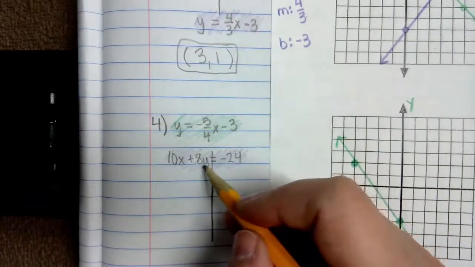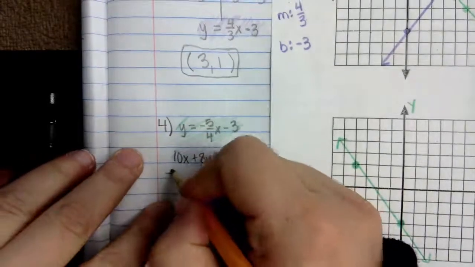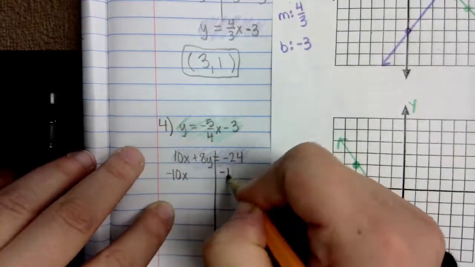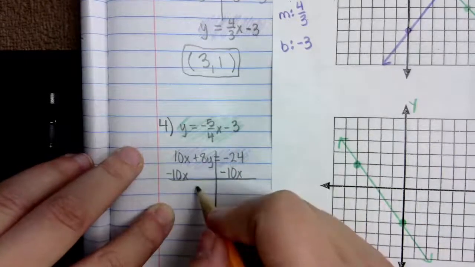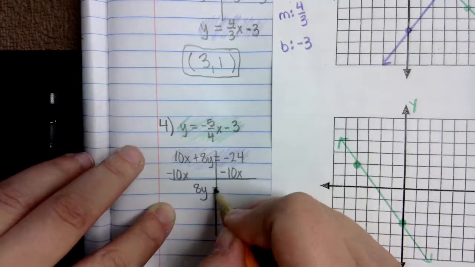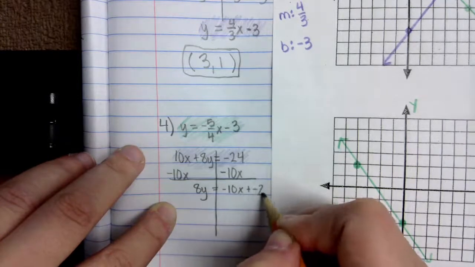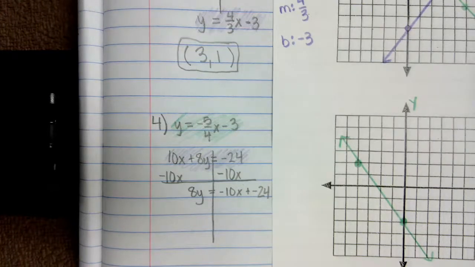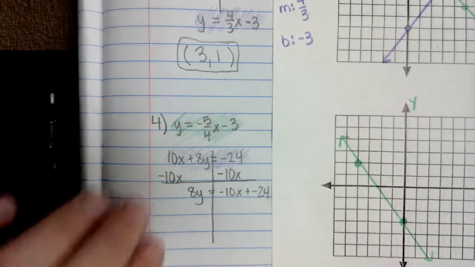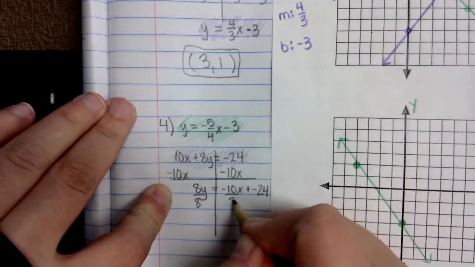We're going to keep the 8. How am I going to get rid of the 10x? Good. Minus 10x on both sides. Just to save us some time, we're going to do that minus 10x plus negative 24. We could put the 24 first, but in the end, we'd have to take a step to switch them, which is fine. Just takes an extra step. And then what? Good. Divide by 8 on everything. On both sides, yep.